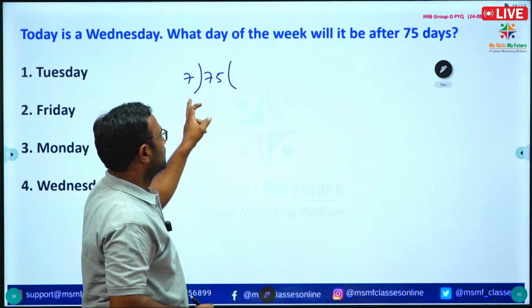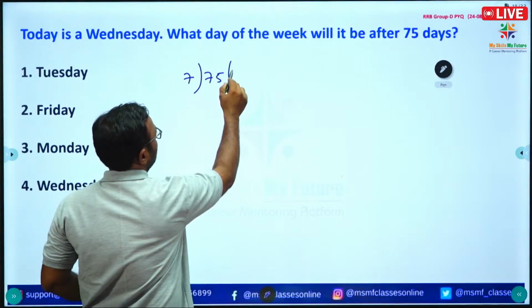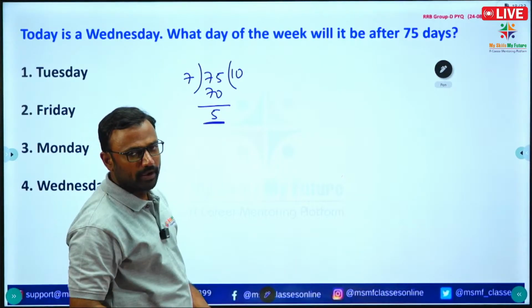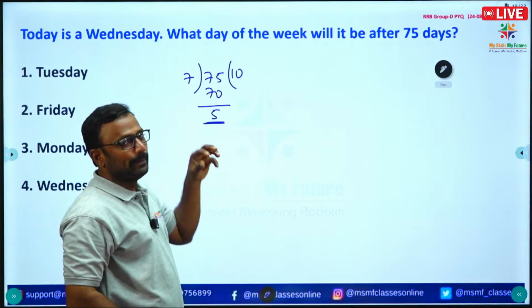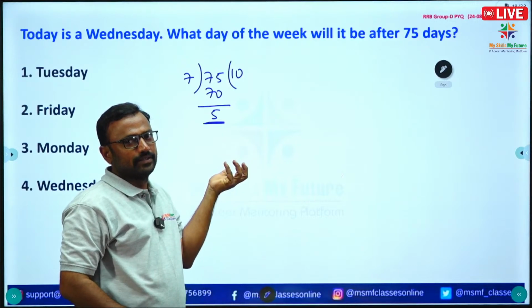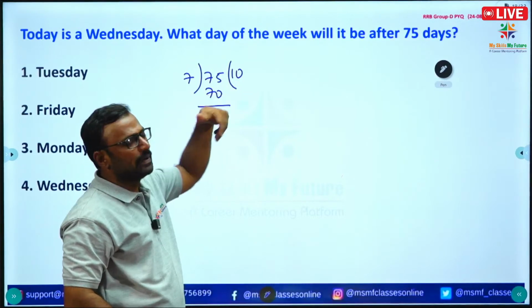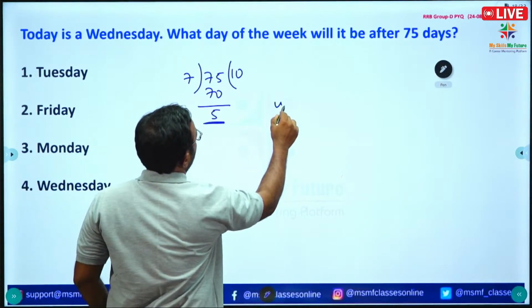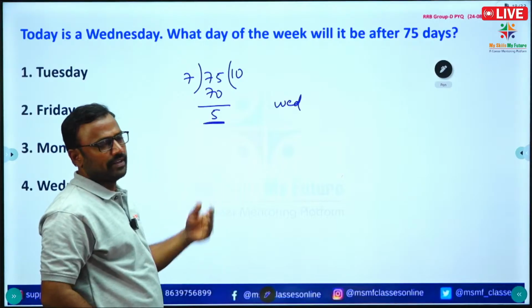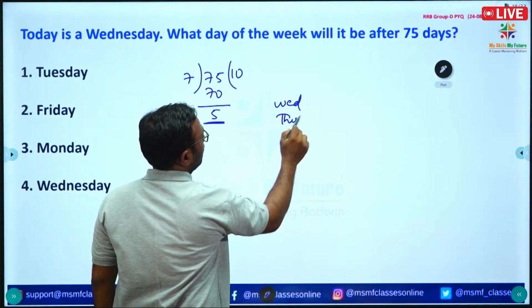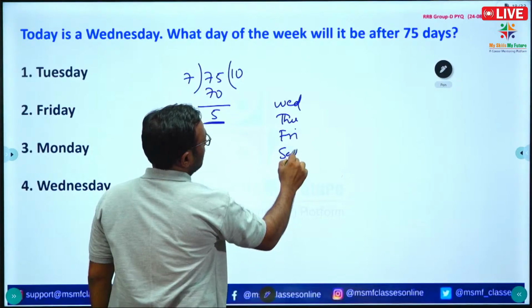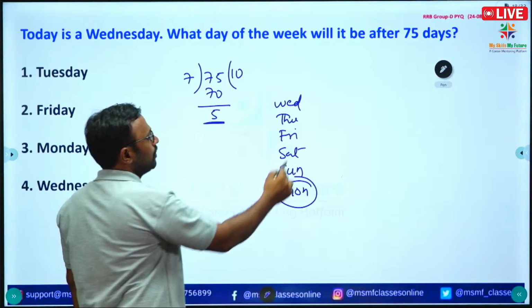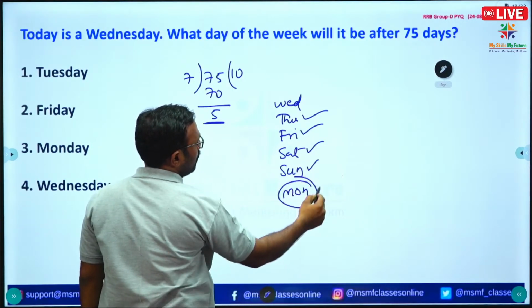So just divide 75 by 7, we get 7 tens are 70, and we get 5 as the remainder. So here 10 complete weeks are completed, and 5 extra days are there. So here we have Wednesday, so just add 5 days to Wednesday: Thursday, Friday, Saturday, Sunday, Monday. 1, 2, 3, 4, 5.